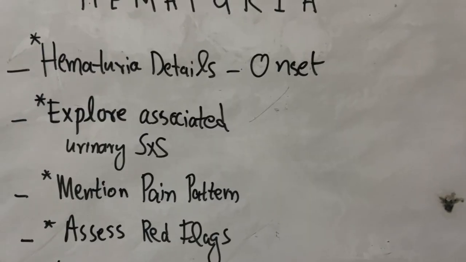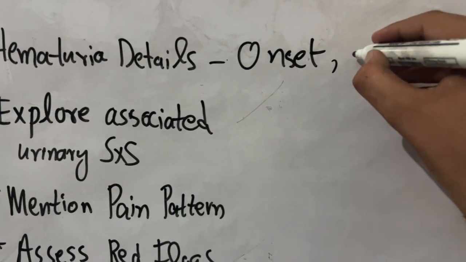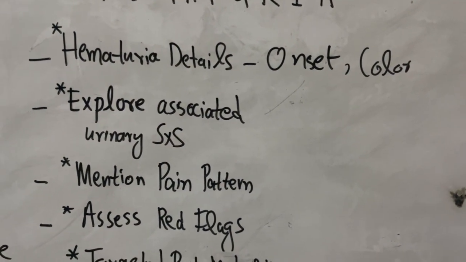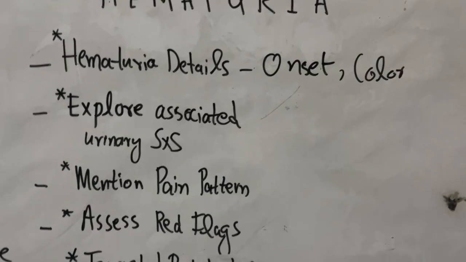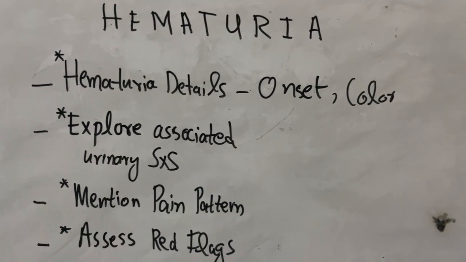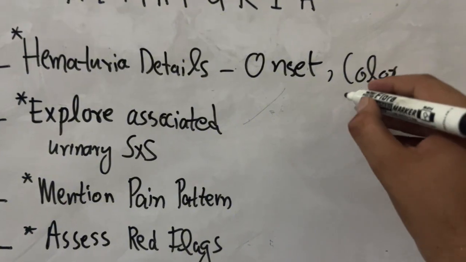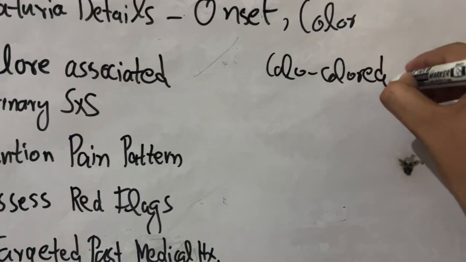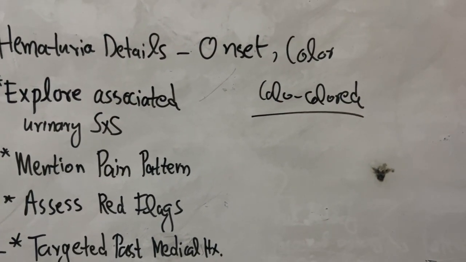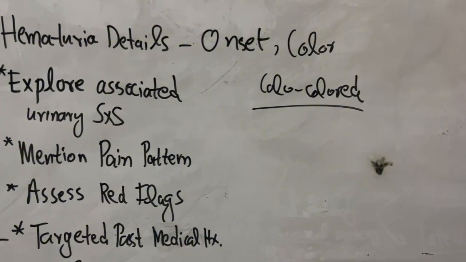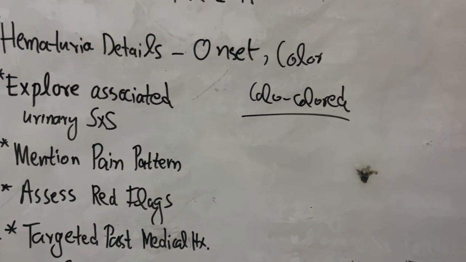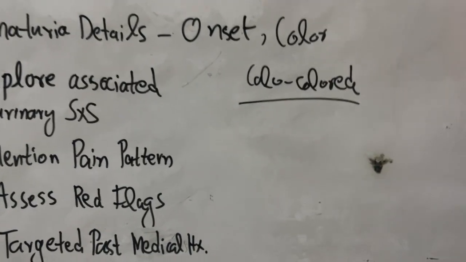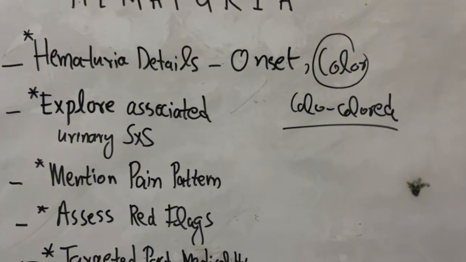Then we will ask about the color of the blood in the urine. It can be pink, red, tea colored, or cola colored. If the urine is cola colored, for example, it raises concern for glomerulonephritis, glomerular diseases. So color is important, and onset is also important.